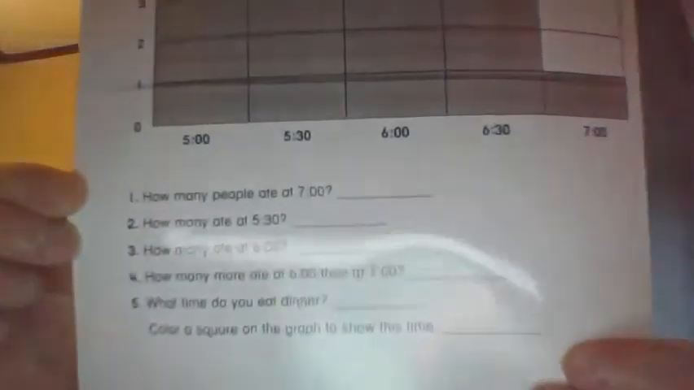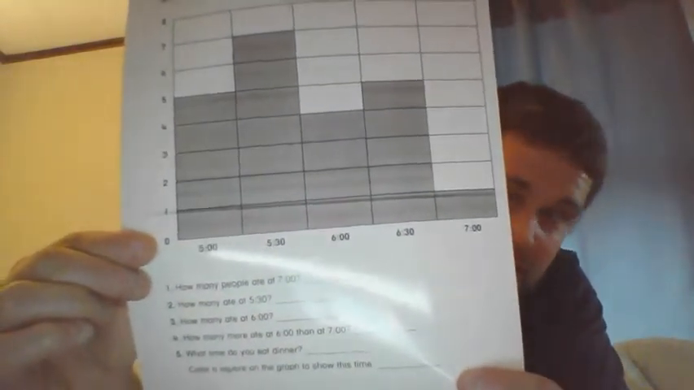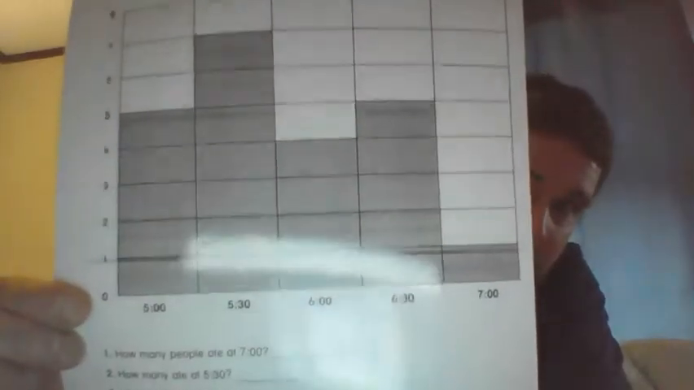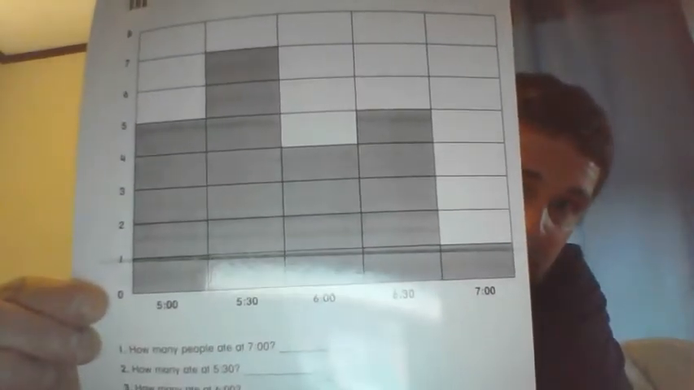The first thing you need to do is find 5:30. Where is it? You see it? Good, it's right here. Now you need to count the number of blocks that are shaded in. There's kind of a glare, hopefully you can see it. So count the number of blocks. I'll give you a second to do that, and pause if you need more time.